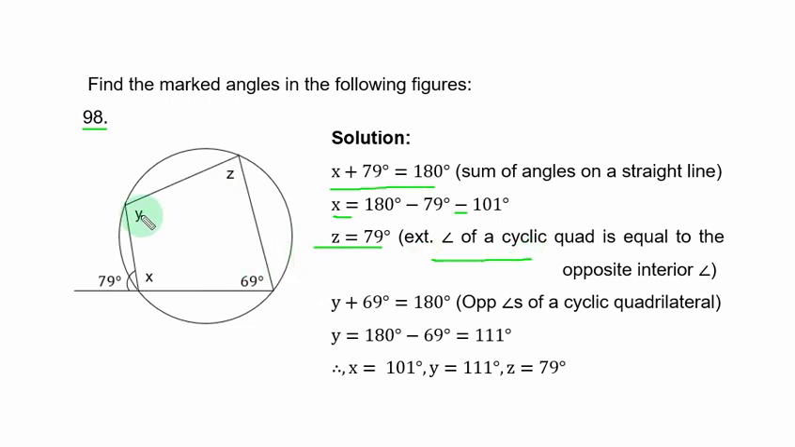Now, if you add Y and 69 degrees, the sum is equal to 180 degrees. You have the reason why it is so. Therefore, Y is equal to 180 degrees minus 69 degrees, and that is 111 degrees. Therefore, S is equal to 101 degrees, Y is equal to 111 degrees, Z is equal to 79 degrees.